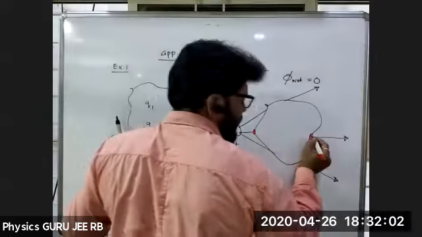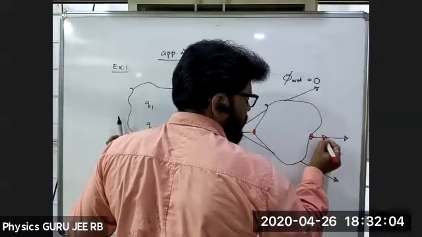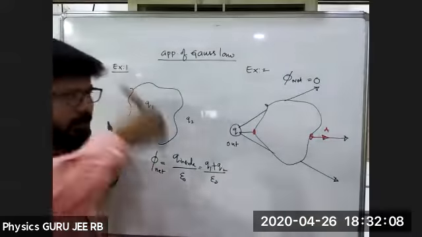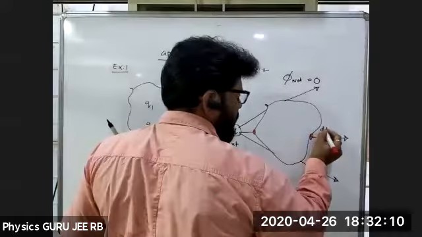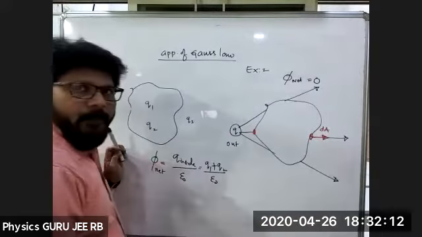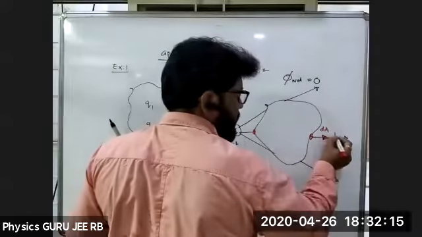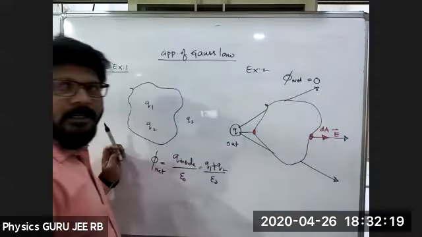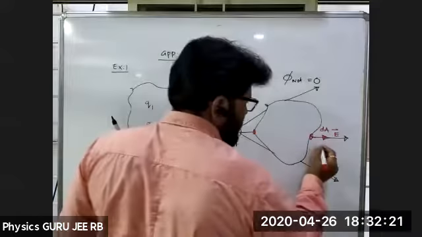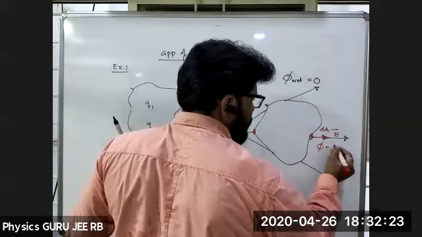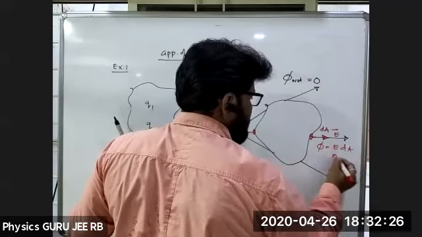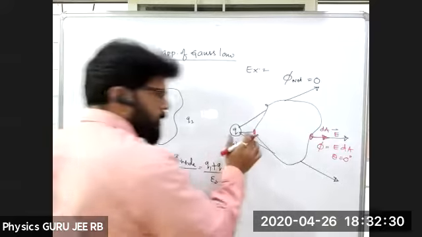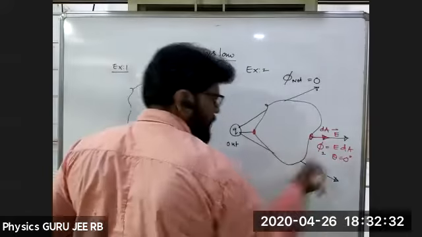Now here the area vector is the outward normal, and I can take a small dA. The electric field intensity is E. Both are in the same direction, so theta is equal to 0. What is the flux linked here? Flux is equal to E into dA, because theta is equal to 0 degrees there.